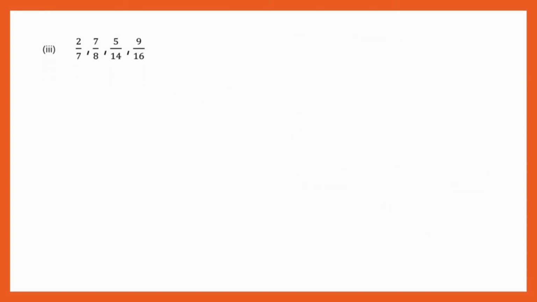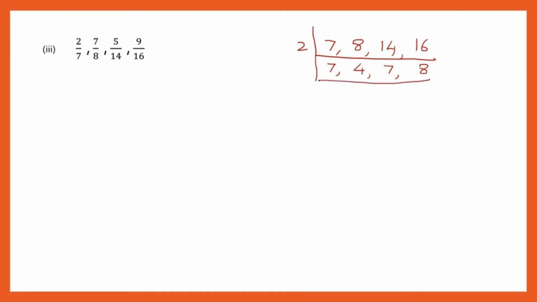Question 3. Here also we have unlike fractions. All the denominators are different. So let's find the LCM of the denominators. 7, 8, 14 and 16. Let's start dividing by 2. 7 is not divisible. 2 4s are 8. 2 7s are 14. 2 8s are 16.